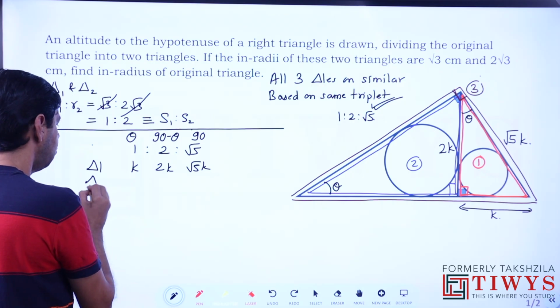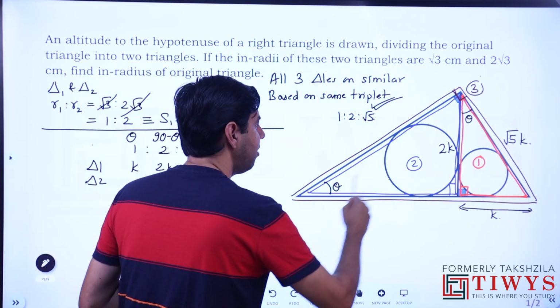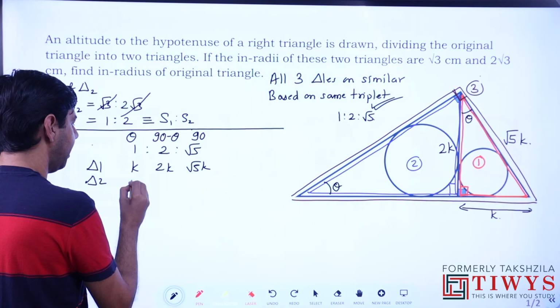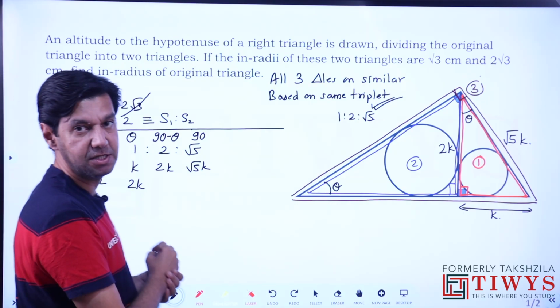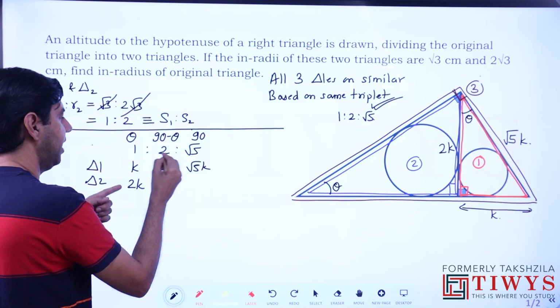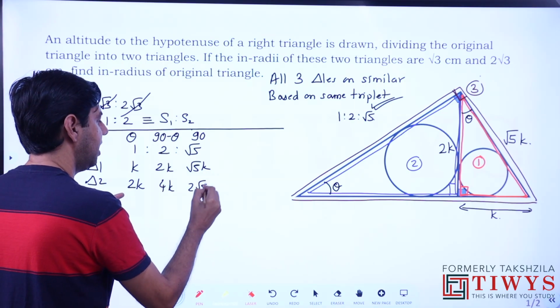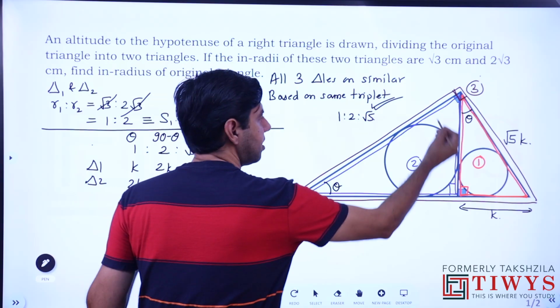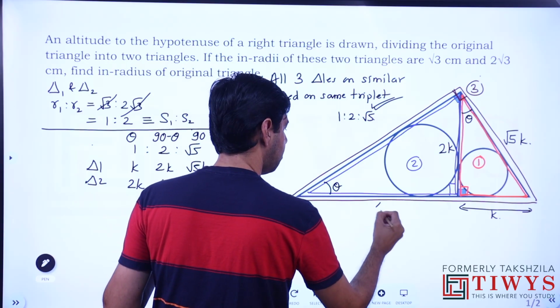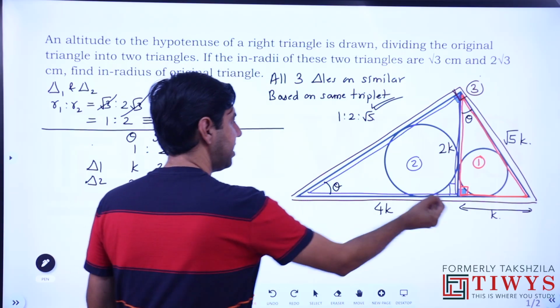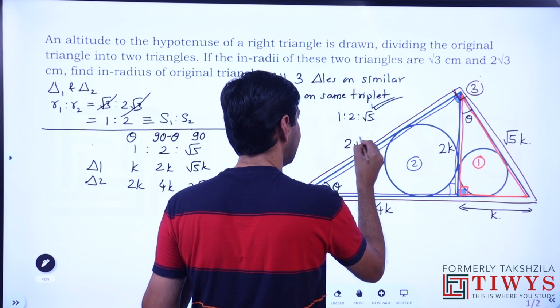In triangle 2, what is this ratio? I know opposite theta is 2k. So the one part is 2. So multiply the ratio 2 times. 2 2s are 4k, 2 root 5k. So let's plot it. 2k opposite theta, opposite 90 minus theta is going to be 4k, and opposite 90 is going to be 2 root 5k.